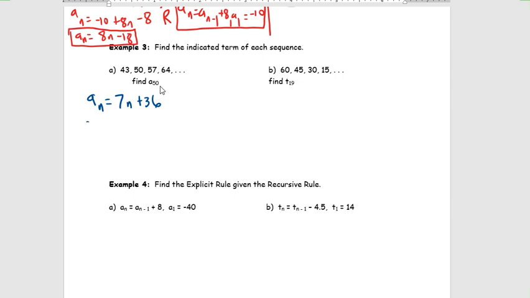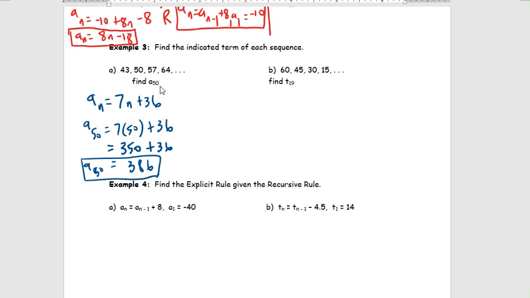So if I want a sub 50, I'll just plug 50 in. All right, so what's 7 times 50? That's 350 plus 36. That gives us 386. So a sub 50 is 386. So again, once we find that explicit formula, we can figure out any term number in the sequence.